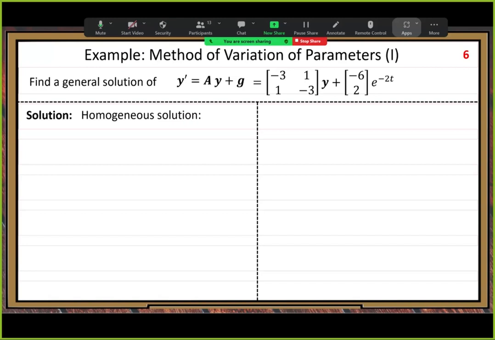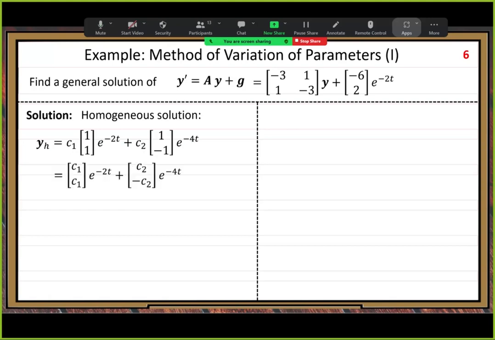So for the homogeneous solution part, we already have the homogeneous solution, so we can save some time for the homogeneous part. YH, let's write it out. But this time, let us write in this form. Why are we writing this form?